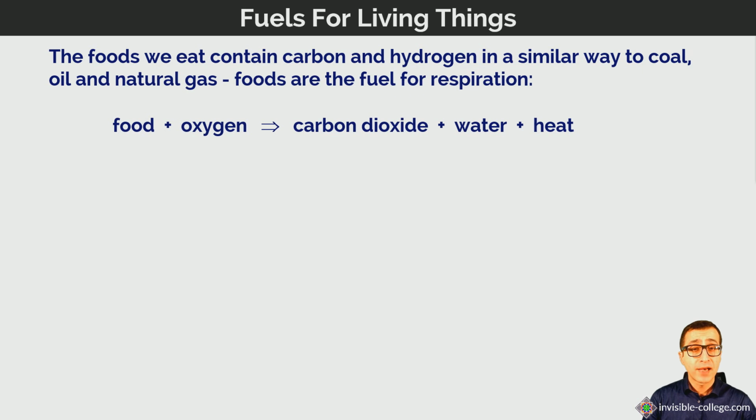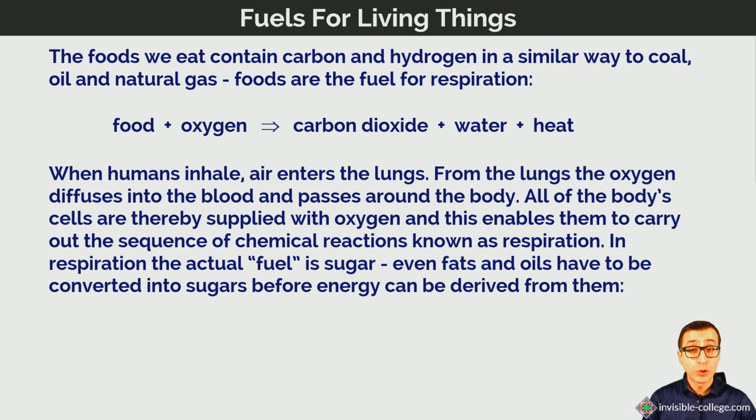So when humans inhale air, air enters the lungs, and from the lungs, oxygen in the inhaled air will dissolve across the alveoli, across the capillaries of the lungs into the blood. The heart then pumps that oxygenated blood to the tissues where the oxygen diffuses out and into the body cells and is used for aerobic respiration. So in respiration, the actual so-called fuel is glucose, a type of monosaccharide or sugar. Now, the body can also metabolize fats and oils by converting them into sugars if necessary.